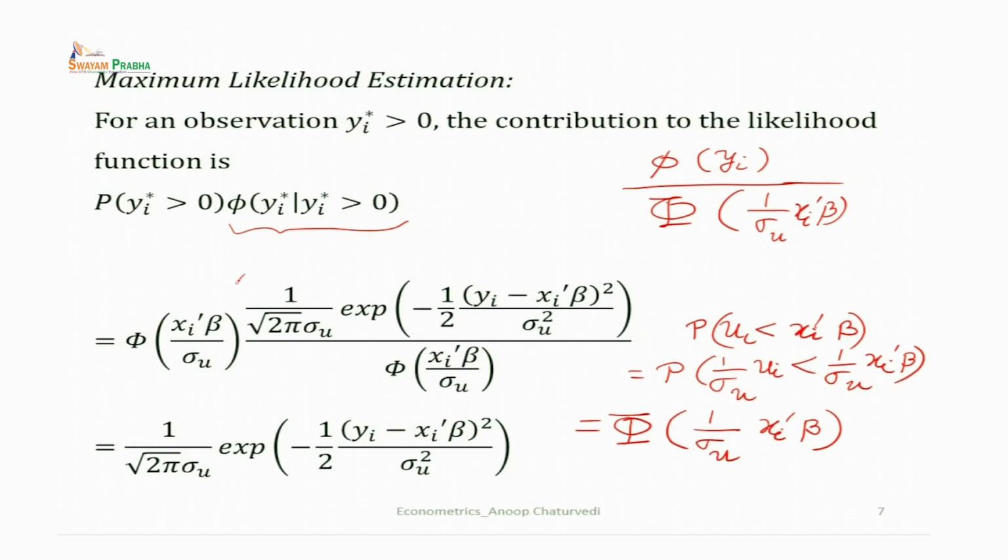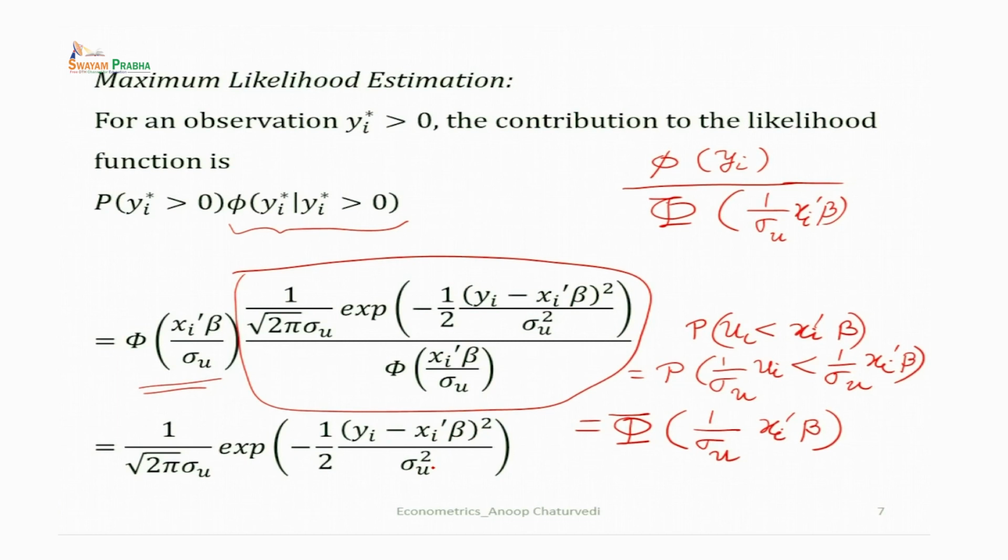So, you get this part, and then we multiply it by the probability that y_i star is greater than 0, which is capital Phi of (1/sigma_u) x_i transpose beta. So, this term cancels out, and finally, you obtain this one term: 1 upon under root 2 pi sigma_u, e to the power minus half (y_i minus x_i transpose beta) whole square upon sigma_u square.